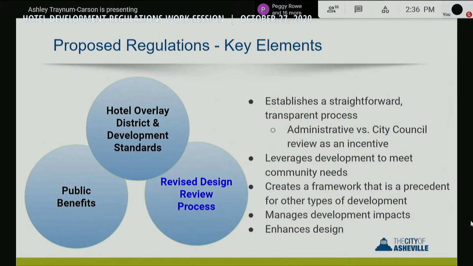At the October 13th work session, we ended up covering two of the three main recommendations from staff. Those two recommendations centered on a new hotel overlay district and new development and operational standards for hotels. We also reviewed public benefits and a table that was created to help incentivize public benefits in exchange for a staff level review instead of a city council conditional zoning process. The one outstanding main recommendation that we didn't have a chance to cover is related to a revised design review process for hotel development. Next slide, please.